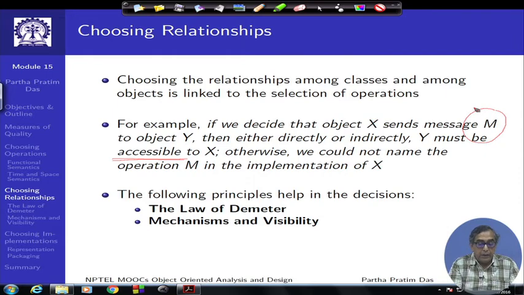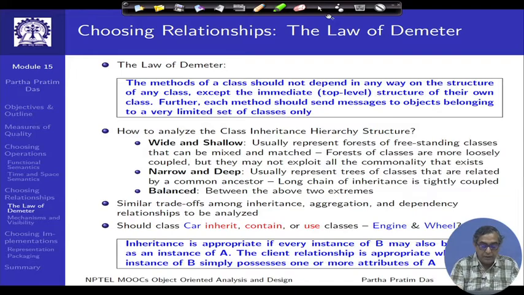So, the relationships have to be chosen keeping in mind the different choices of operations and the way you have started doing the design. There are two principles which people follow very frequently. First is the law of Demeter. The law of Demeter says that in terms of choosing the relationship, you have to make a lot of trade-off judgment.